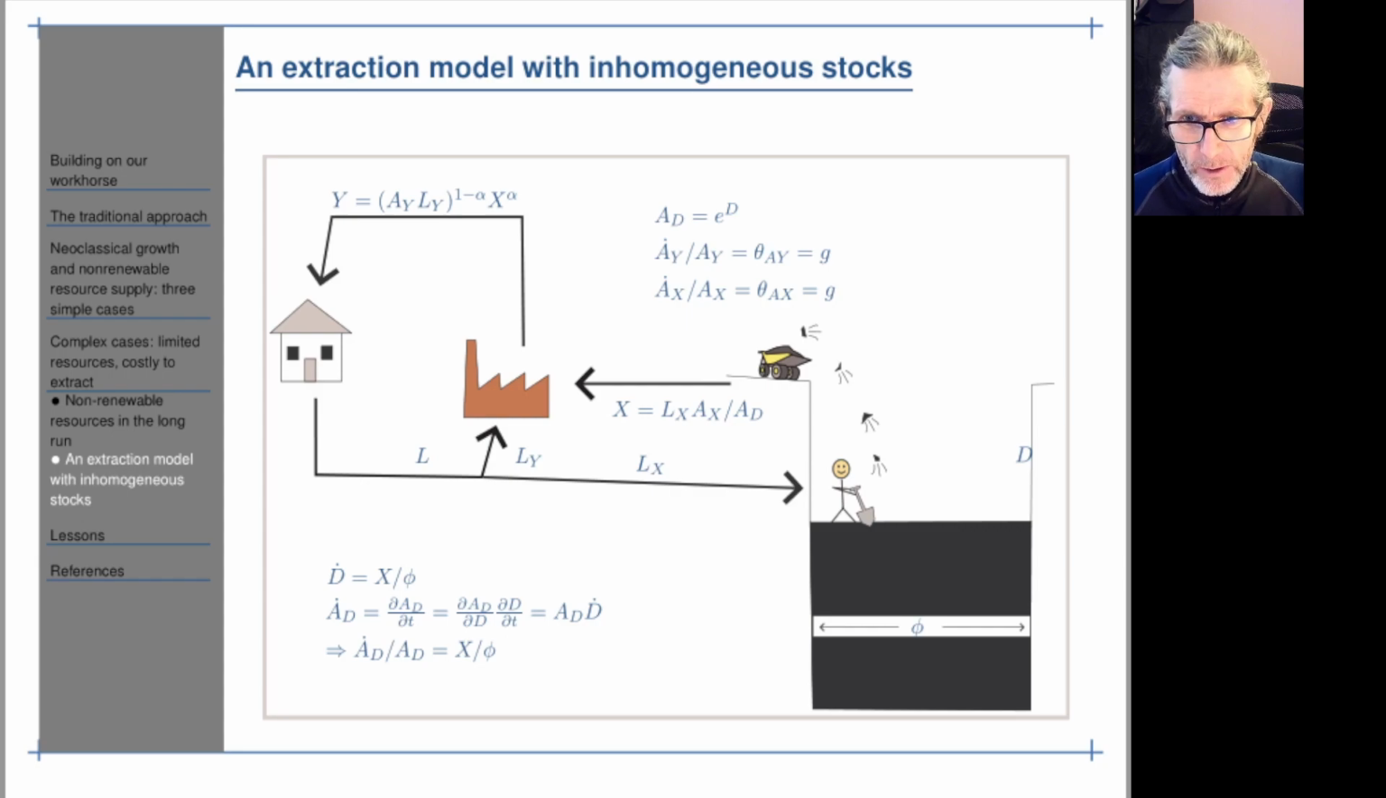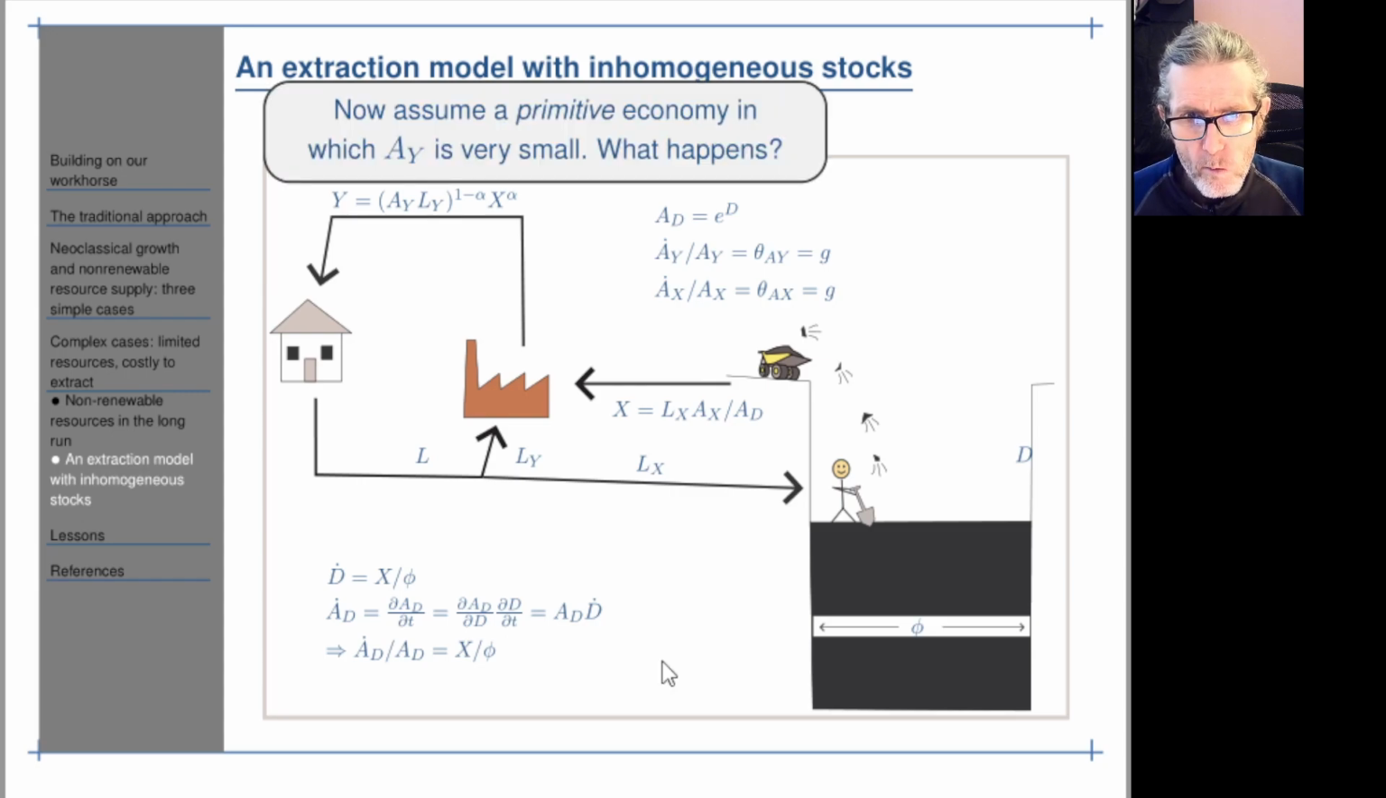And so we've done the basic explanation of how the model works. Now we're going to look at how the economy develops in three stages. The first stage is the primitive economy in which AY is very small. So early on, productivity is low. So we're talking 100 years ago, 500 years ago. We've literally got shovels, or maybe not even shovels, to extract the resource from the ground. And similarly, technology in the final goods sector is also very primitive. So both AY and AX are low. Note for simplicity, we're assuming they grow at equal rates here.